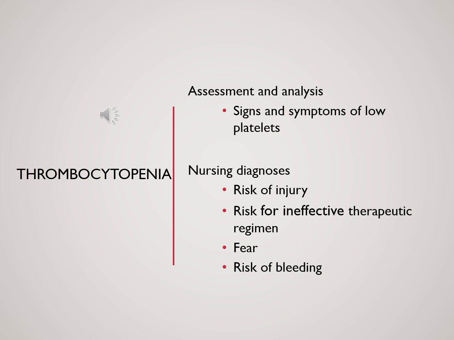We are going to look at the nursing diagnosis, risk for ineffective therapeutic regimen management related to possible frequent administration of platelets or clotting factors. And the other nursing diagnosis, fear related to hemorrhaging from a low platelet count. So all of these are our nursing diagnoses: risk for injury, risk for ineffective therapeutic regimen, fear, risk of bleeding.